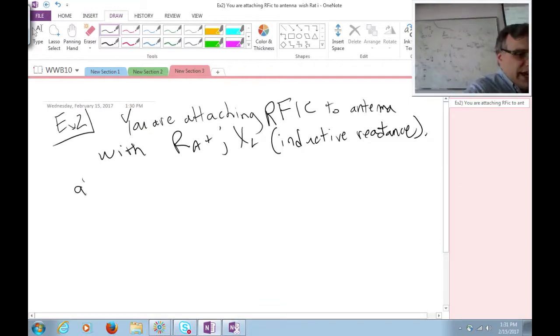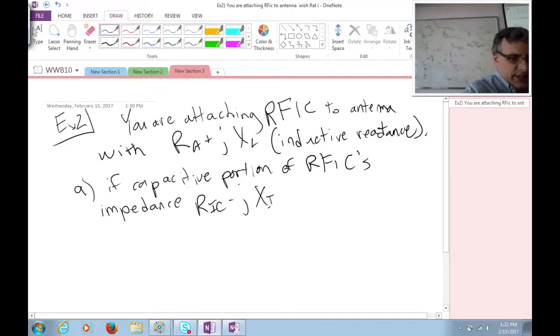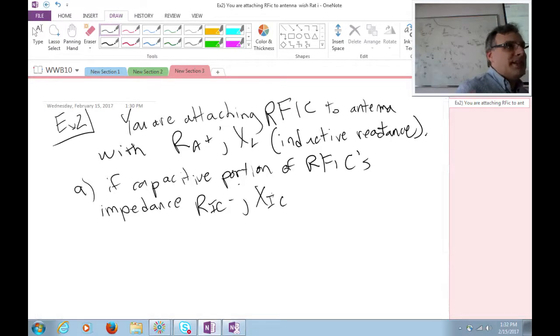Question A is, if the capacitive portion of the RFIC's impedance, that is RIC minus jXIC. In this case, XIC is positive and it represents the negative reactance of a capacitor. You have an RFIC as an energy harvesting chip, it probably presents a capacitive load to an antenna, because diodes look like capacitors in RF, and capacitors look like capacitors in RF, and that's pretty much all you've got, right? Diodes and capacitors presenting, no matter how you filter charge.